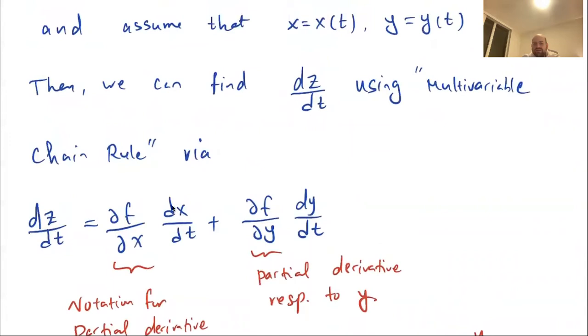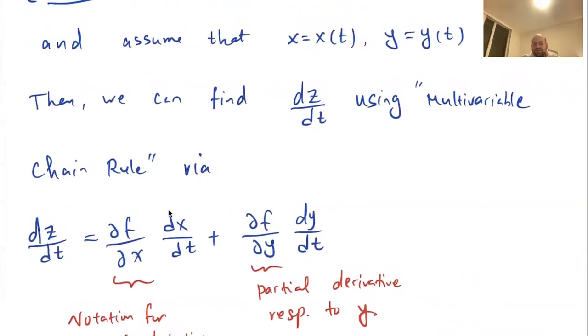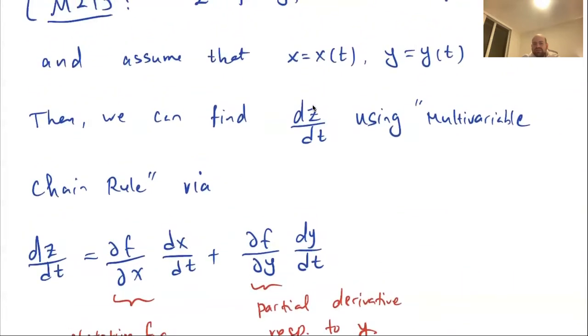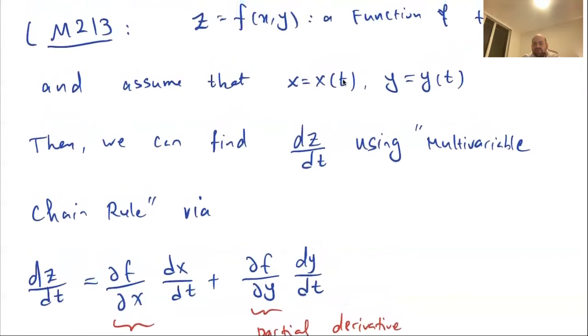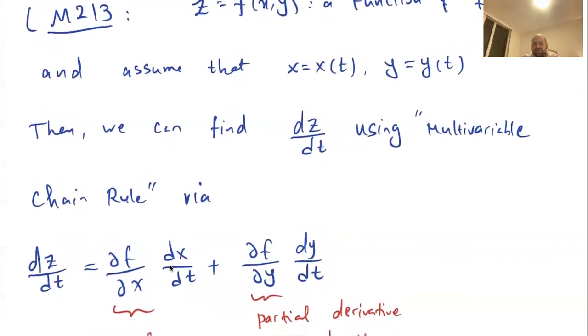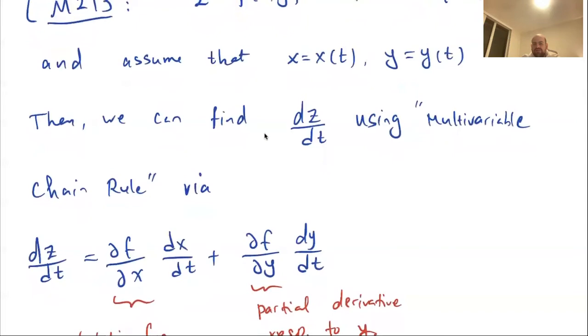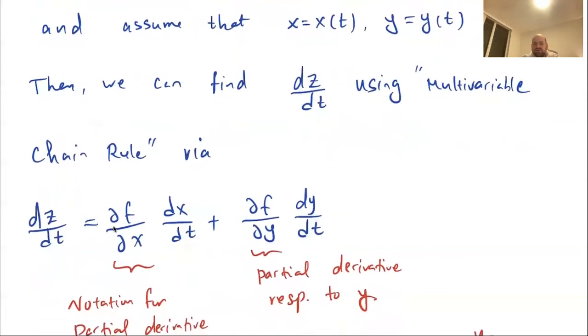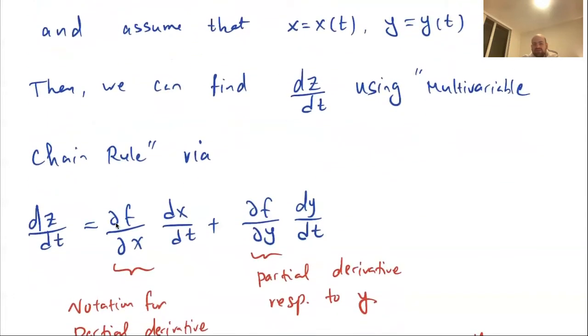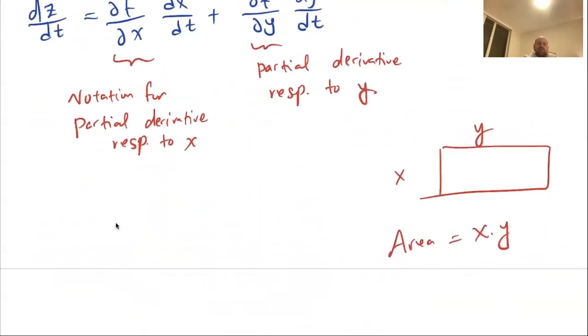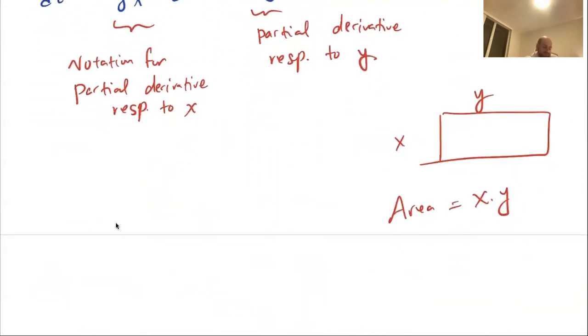But this is dx/dt, just a standard d because x is a function of one variable only. So this is not a typo. x is a function of one variable only, so that's why we use standard d. But f is a function of two variables, so we need the notation for partial derivative. We need to specify whether we are differentiating with respect to x or with respect to y. Let me give an example of this.